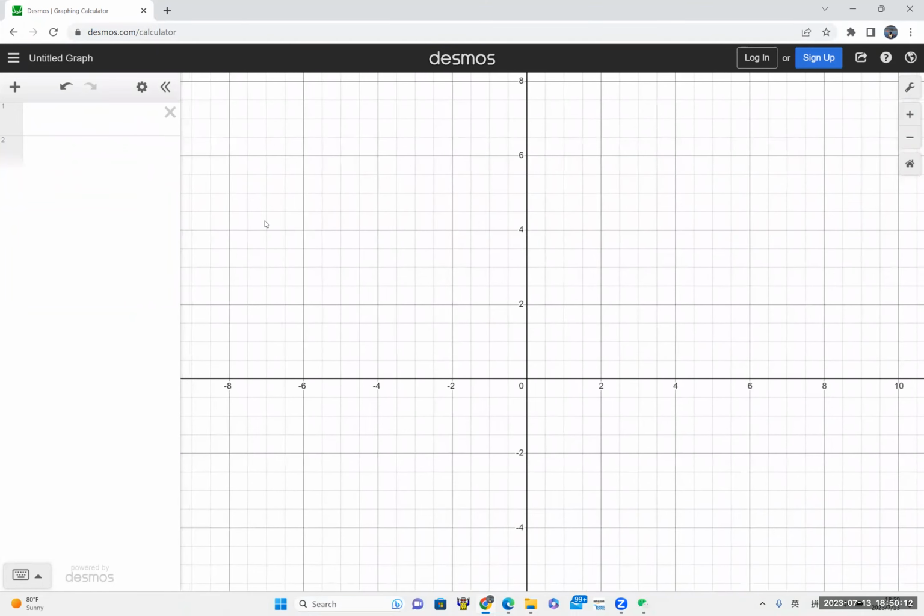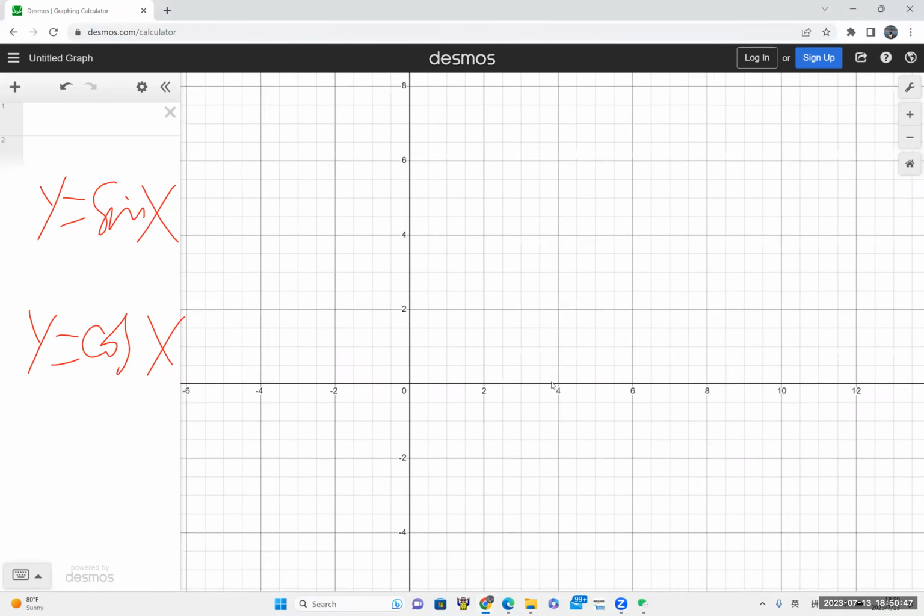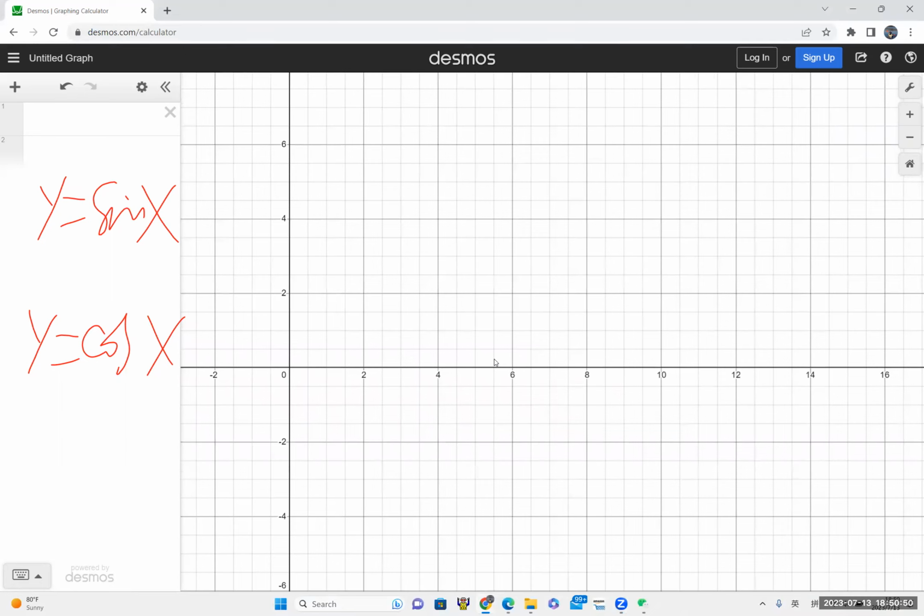I'll just ask you guys, have you done this before? For example, y equals sine x, or y equals cosine x. Have you drawn this graph before? Ray did. How about Neil? Yes, I have too. Then can I let you each draw just one cycle, from 0 to 2 pi?